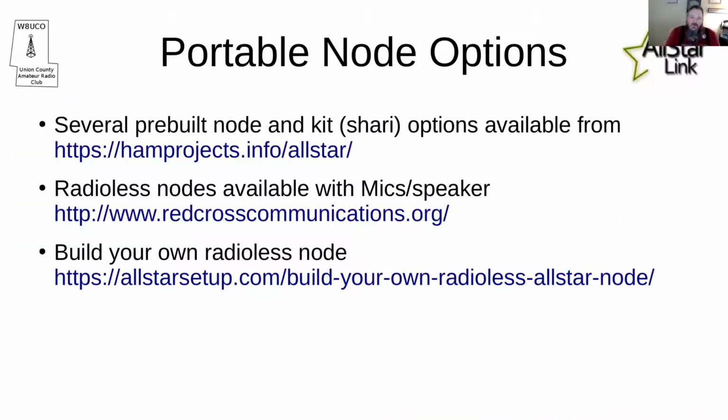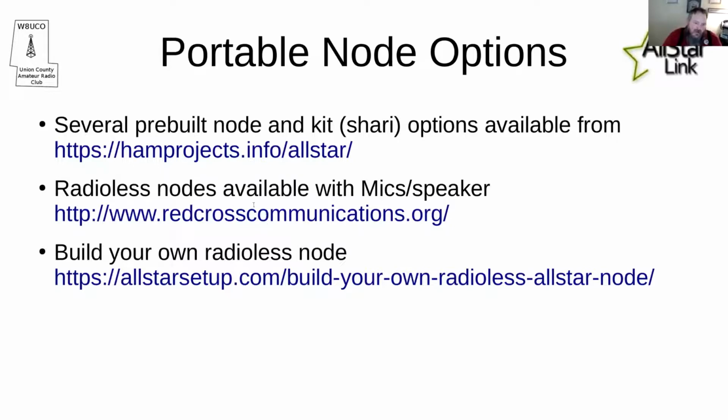And there's different portable node options. hamprojects.info/allstar, the first one, is the place that has the Sherry nodes. They also recently released a Pi hat that'll fit right on top of a Raspberry Pi. So it doesn't plug into the USB port, so it's a little bit more streamlined. You also have it available, both the Sherry and that, in 70 centimeter and 2 meter.